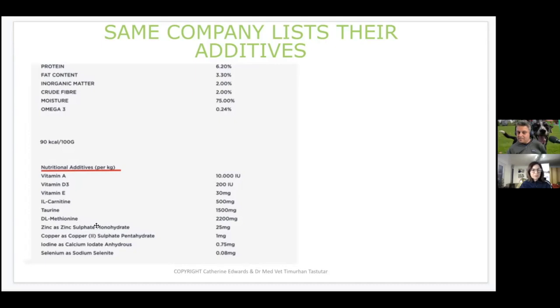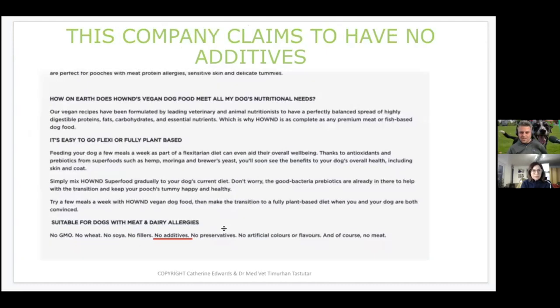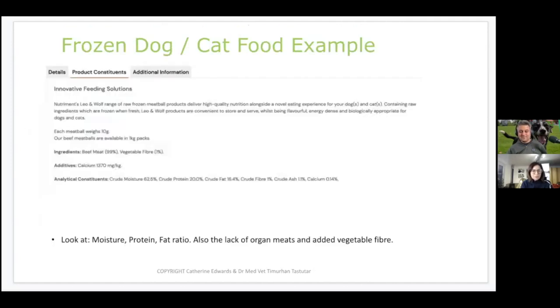Then we have zinc sulfate monohydrate. This is not a good thing. Copper as copper sulfate, and as you can see, again, sodium selenide. This is really not good at all. But let's go back. No additives, same label. Terrible, isn't it? Absolutely terrible. Yeah, that's why we make this course, so you can really see through those tricks.